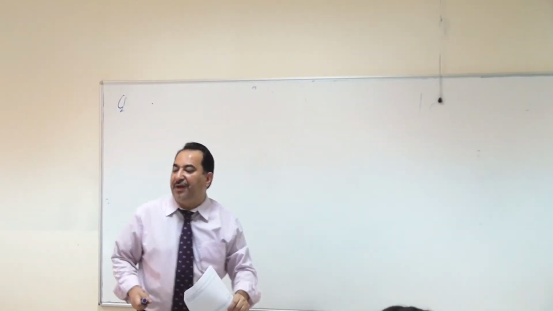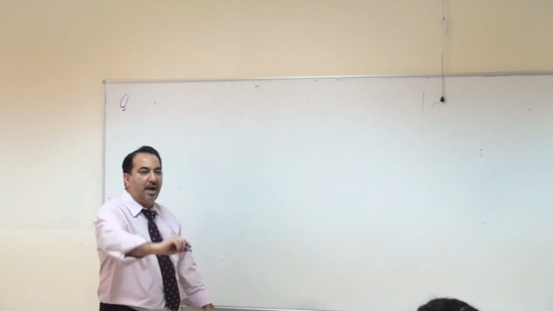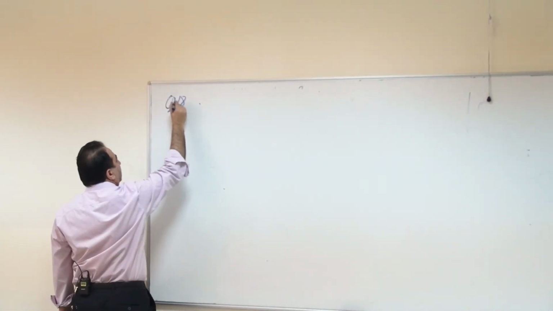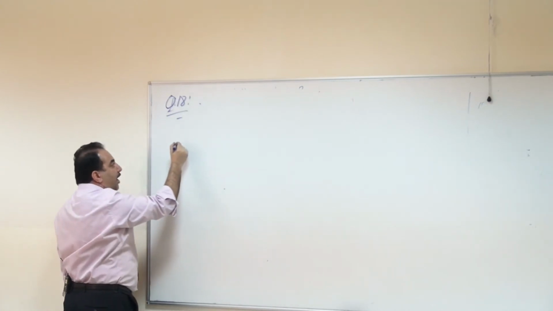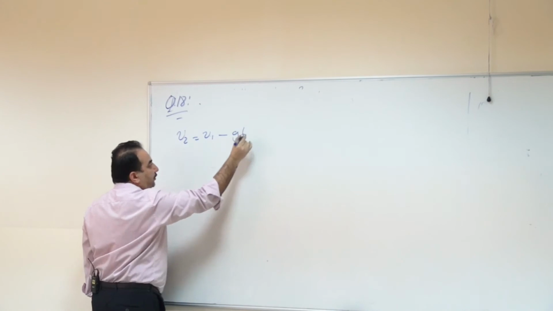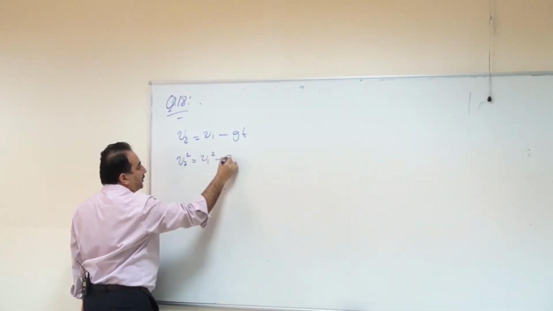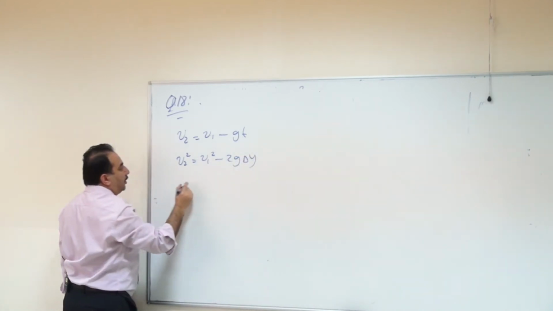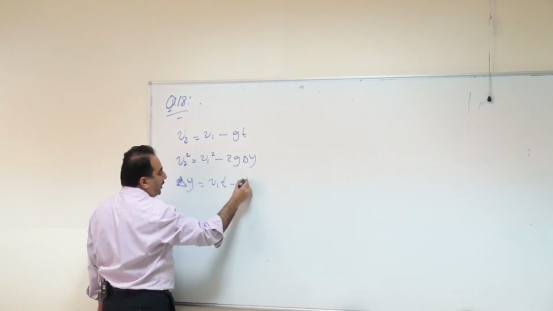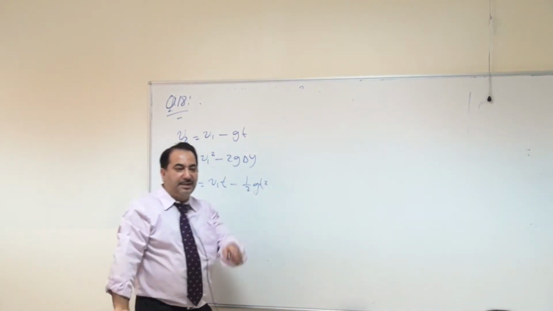Now, remember, in a free fall, you have three equations of motion, yeah? What are they? This is question 18. We have V2 equals V1 minus GT, V2 squared equals V1 squared minus 2G delta Y, and delta Y equals V1T minus half GT squared. Now, let's sketch the question.